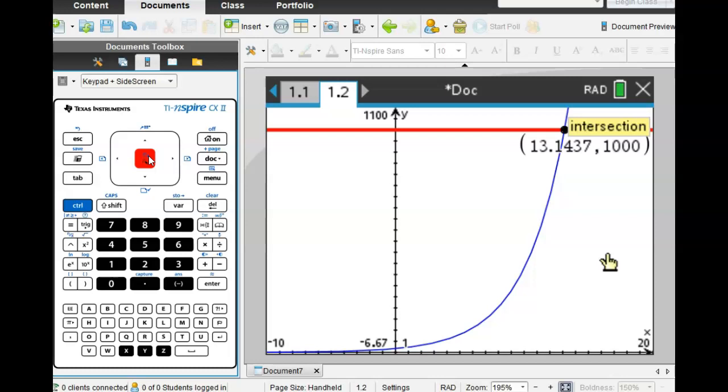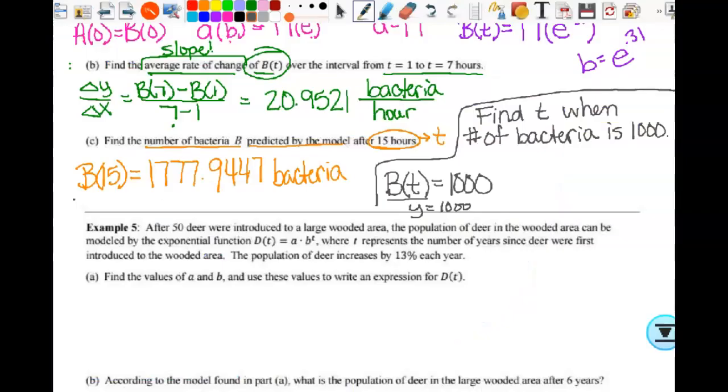Okay. So then that means that t equals 13.1436. What are my units? Hours. Very good.